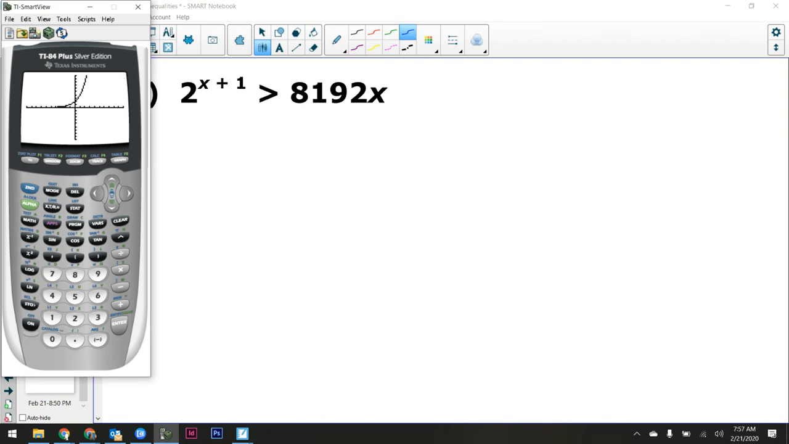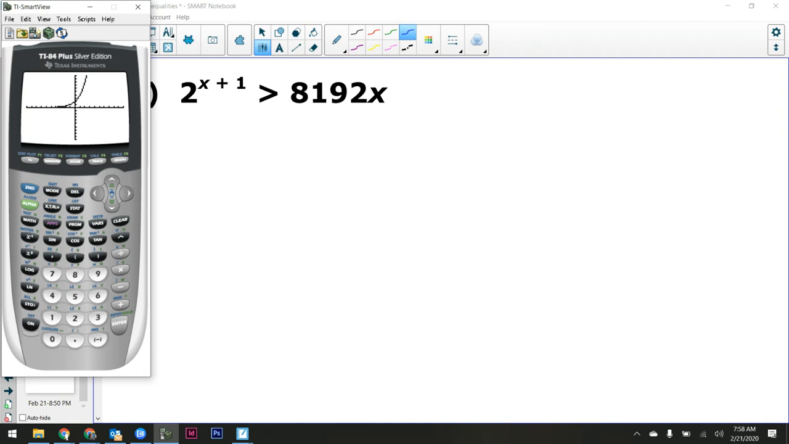And where is my 8,192x? Think about this logically. I see the exponential function on my graph. What is 8,192x? What type of function is that? It's just linear, right? Where's my y-intercept? At 0, right? It's crossing through 0, 0, so why don't I see it?